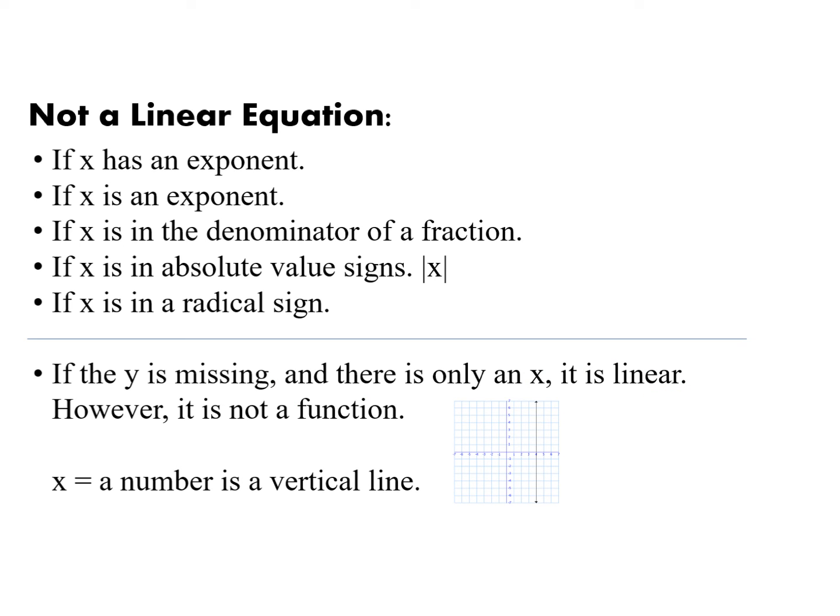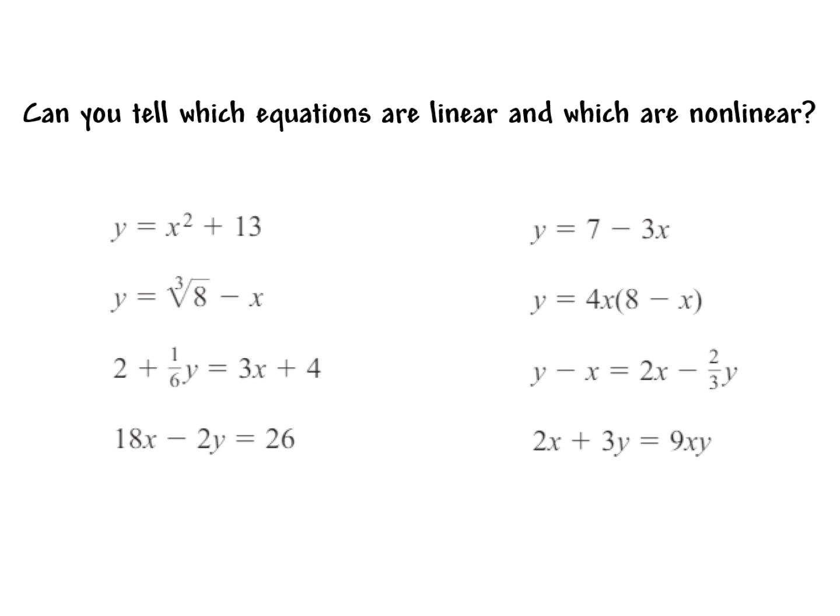There is also another kind of weird thing. If the y is missing and there is only an x, it is linear, but it's not a function. And so we couldn't call it a linear function. It would just be linear. This one right here, I believe, is x equals 4. It's just a vertical line. Can you tell which equations are linear and which are not linear based on what I just told you? There are 4 linear equations. Can you find them? Pause the video.